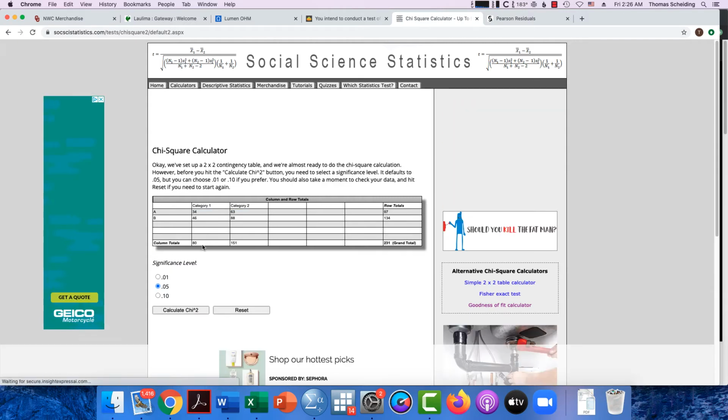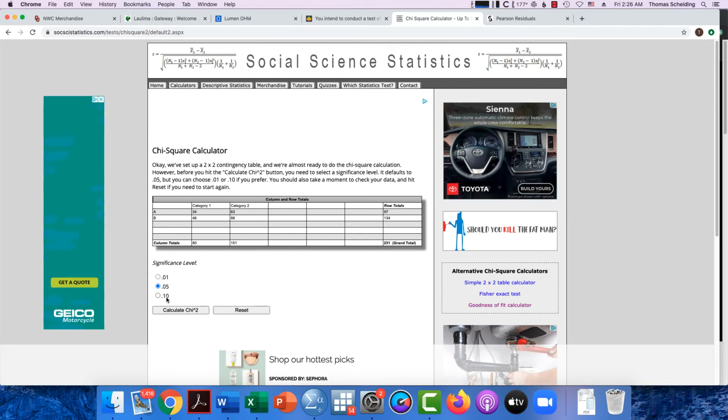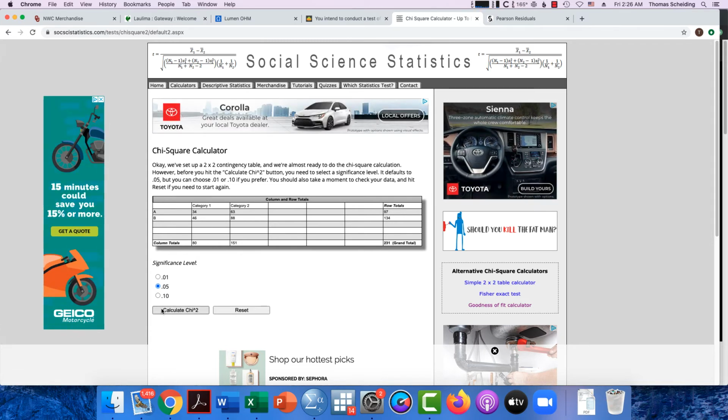Okay. You can do it at the 0.05 significance level. Now, I'm not going to go there yet because this table that they created for us is actually pretty helpful.